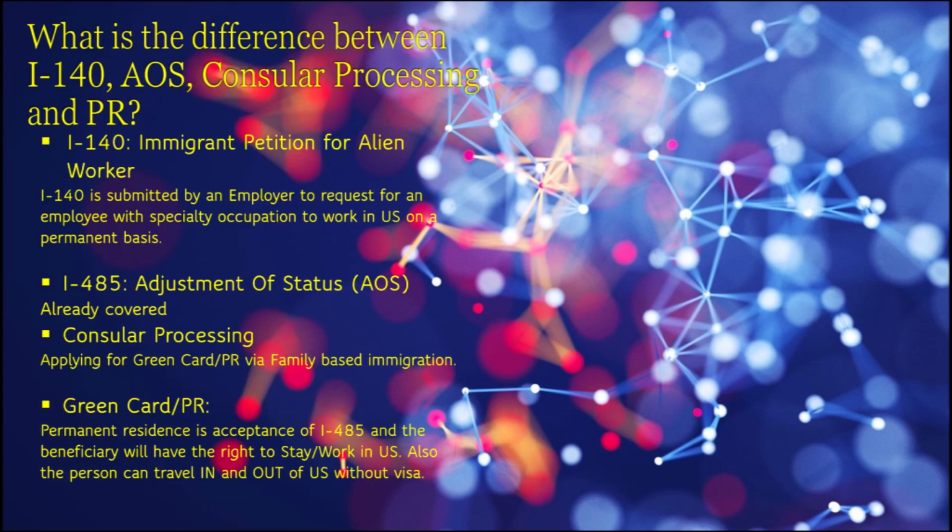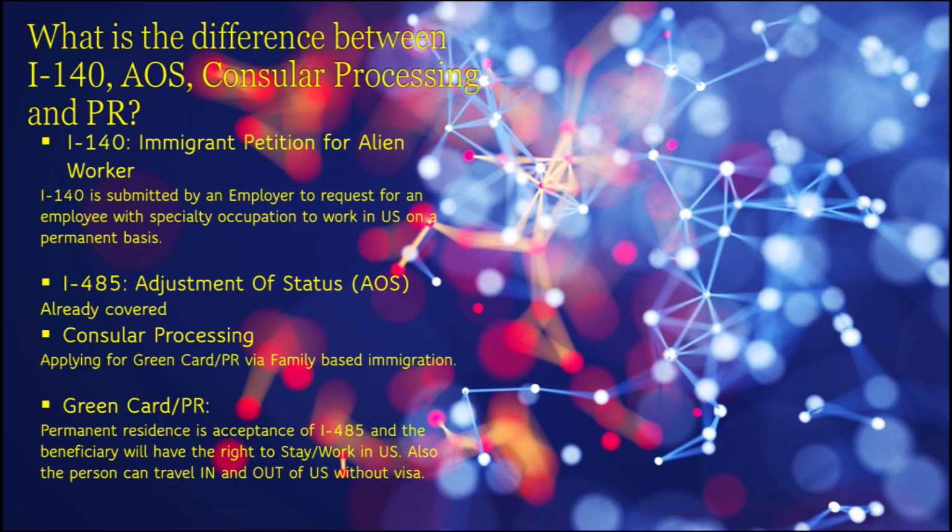So now let's see the difference between I-140, AOS, consular processing and PR. I-140 is the immigrant petition for alien worker. So this is the first step that an employer should take for making the employees permanently working in the US. I-140 is submitted by an employer to request for an employee with specialty occupation to work in the US on a permanent basis. I think most of us are pretty clear about what I-140 is.